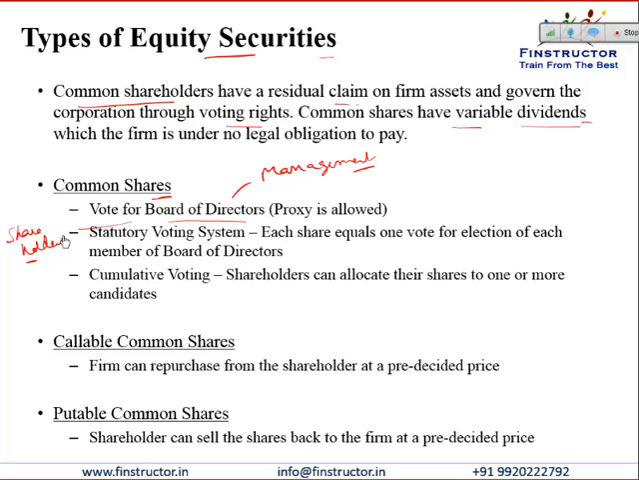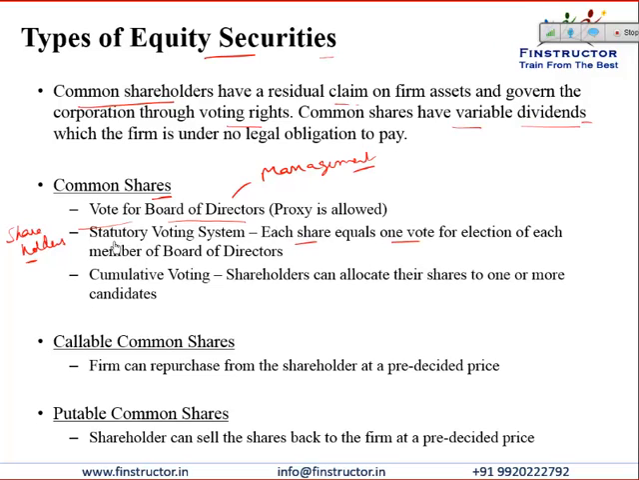The board of directors represent the shareholders' interests to the management, that is the CEO and the other top staff. So the shareholders elect the board of directors, and it's a process of voting. Proxy voting is generally allowed, that is, if a shareholder is not present physically himself, then a representative or some other manner the voting can be done. Now in a statutory voting system, each share equals one vote for election of each member of the board of directors. So if you have 100 shares, that means you have 100 votes.